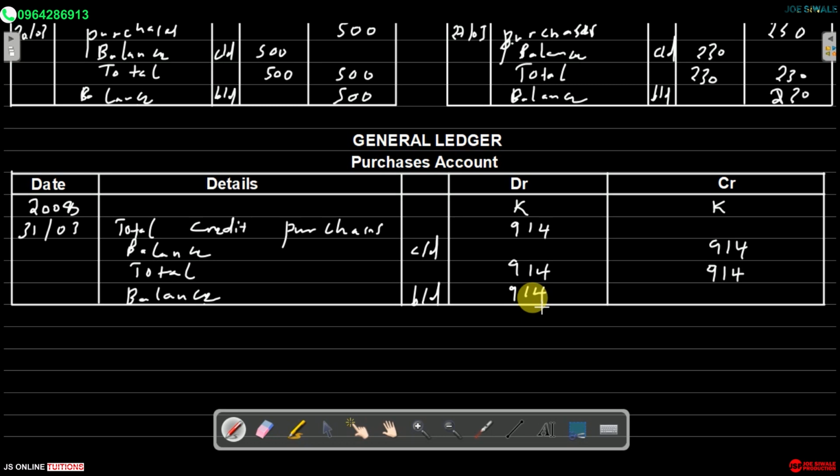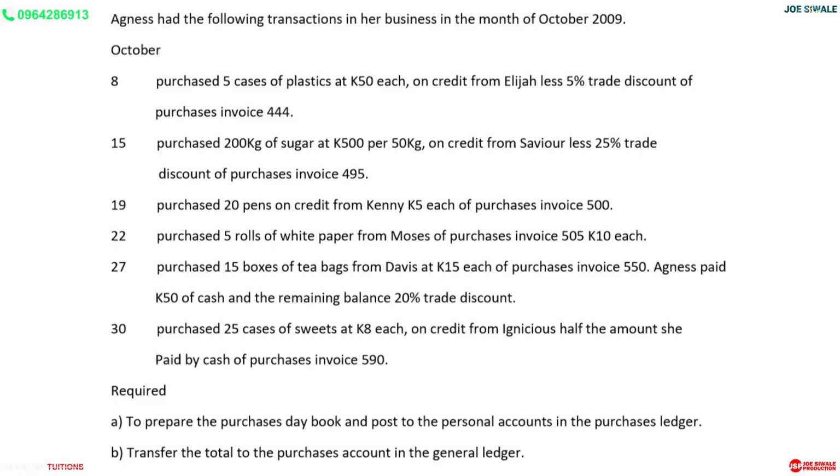Where you have questions, please ask in the group. So let us look at this example. Agnes had the following transactions in her business in the month of October for the year 2009. So we have October. So the first transaction occurred on the 18th. Purchased 5 cases of plastics at 50 kwacha each on credit from Elijah, less 5% trade discount of purchases invoice of 444.